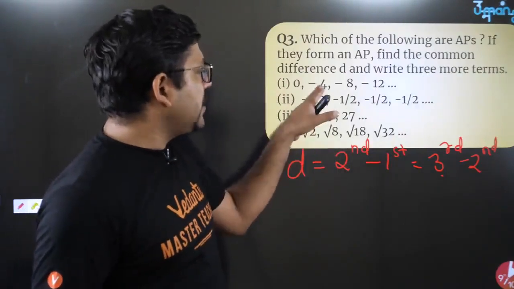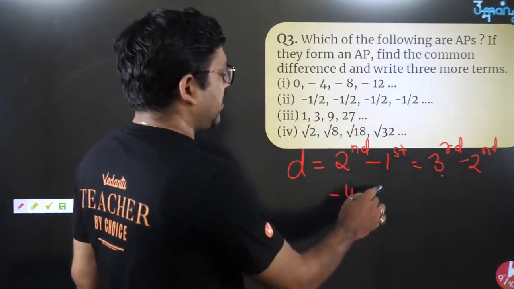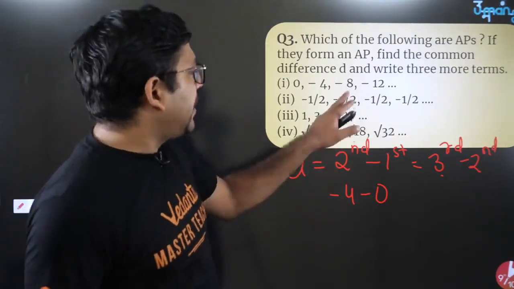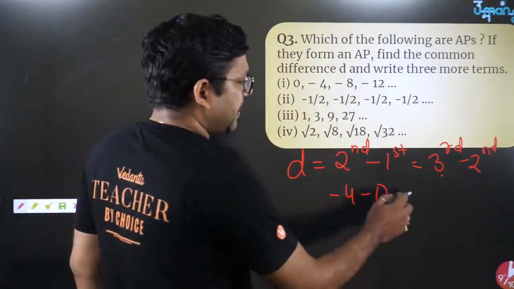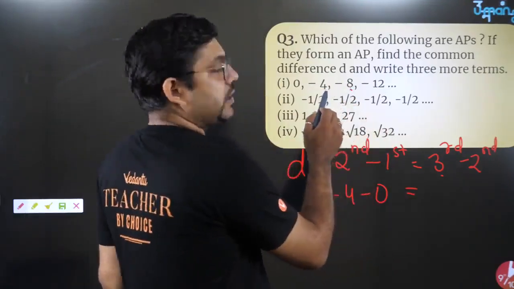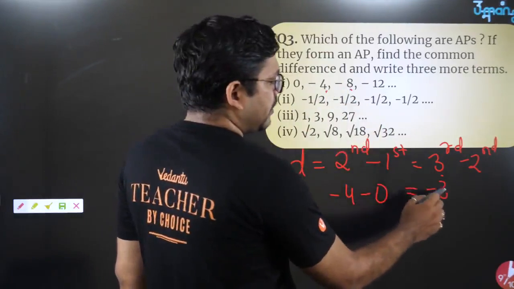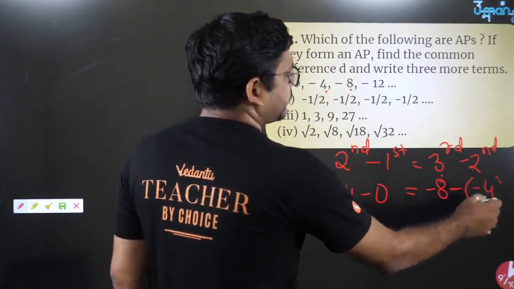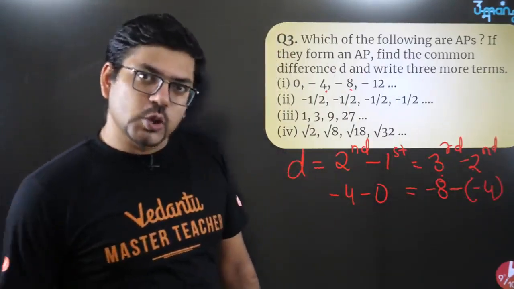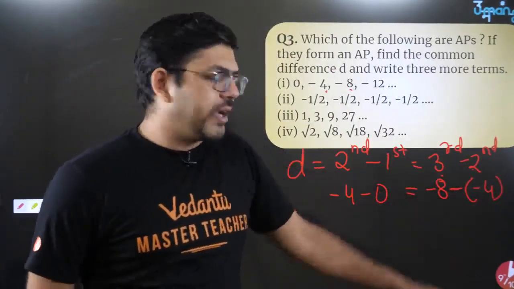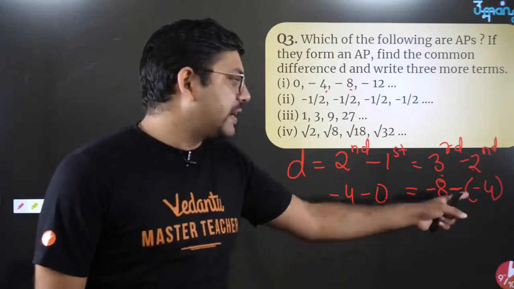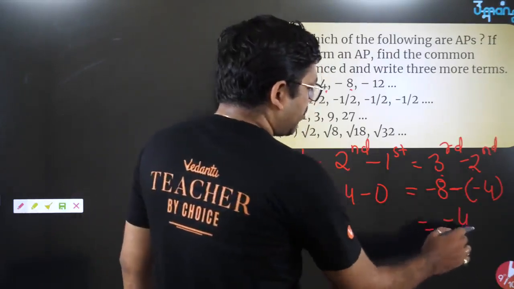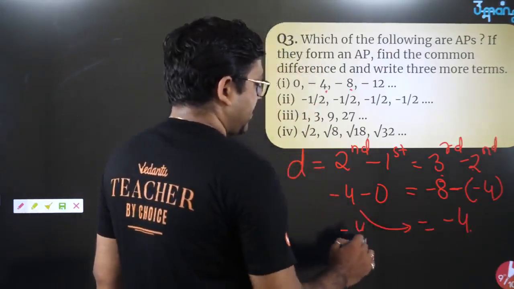So let me just check. Minus 4 minus 0 is minus 4. Then minus 8 minus of minus 4. Now please pay attention. If I do third term minus second term, I'll write minus 8 minus the second term, which is minus 4. Minus into minus is plus, so minus 8 plus 4 would be minus 4. Eventually you are getting the same answer from both ways, which is minus 4.